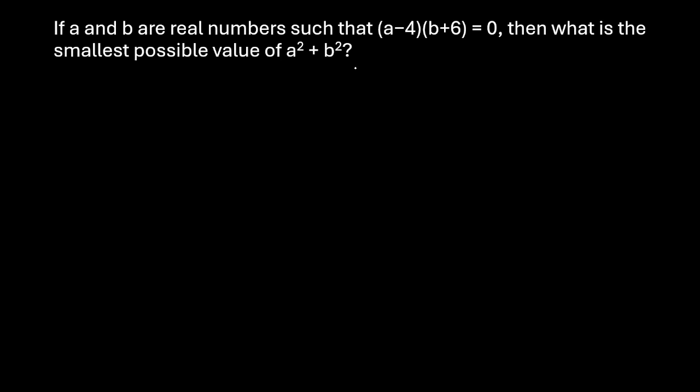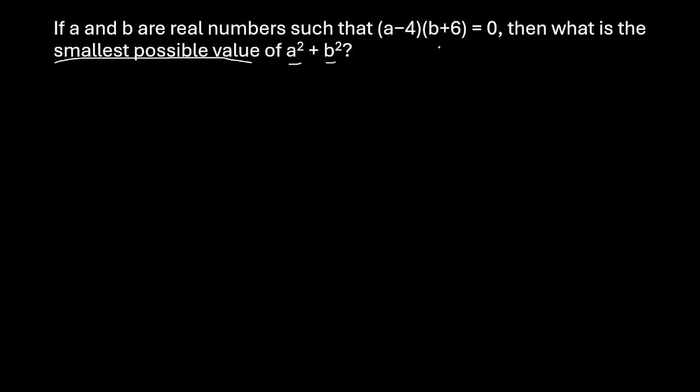So, first of all, we need a smallest possible value. a squared plus b squared would be the smallest if their components are the smallest. So what is our smallest possible value for a and b?